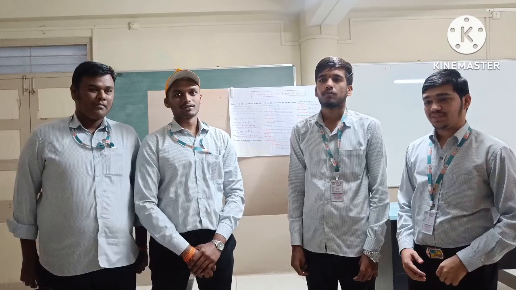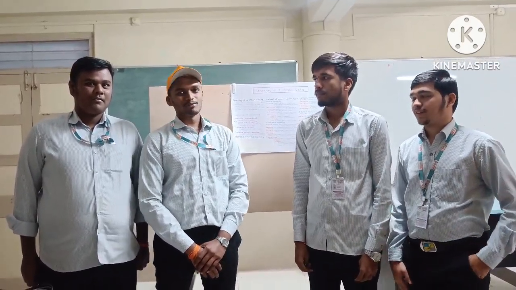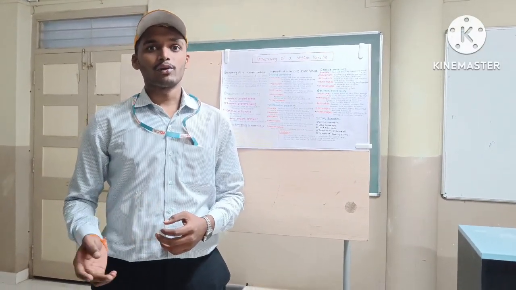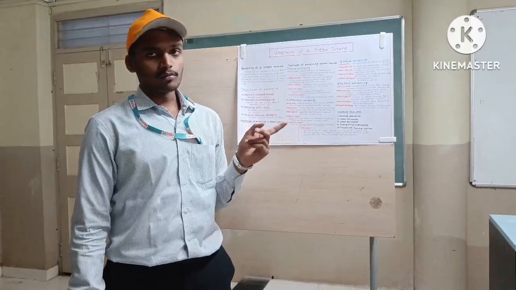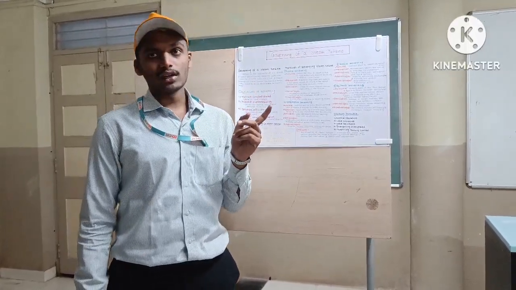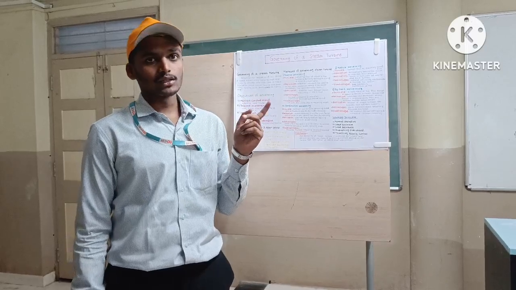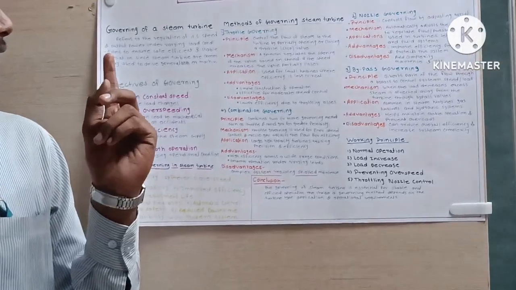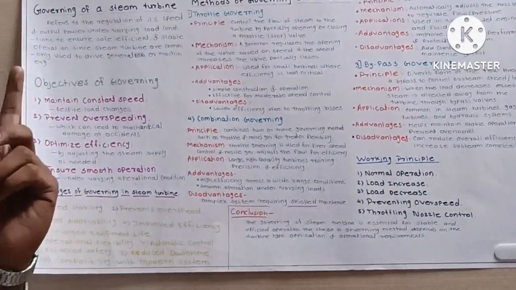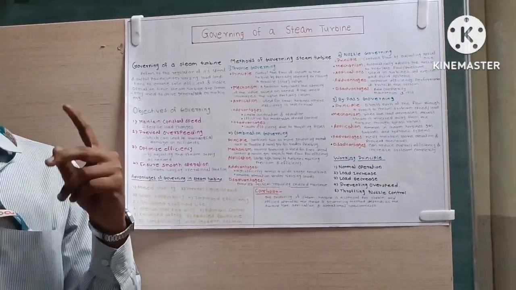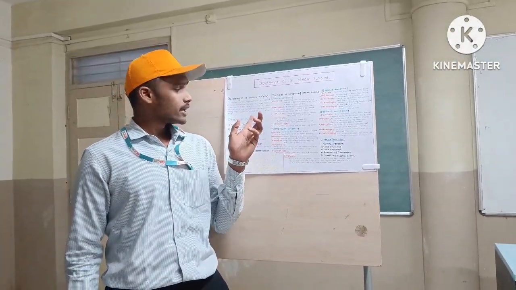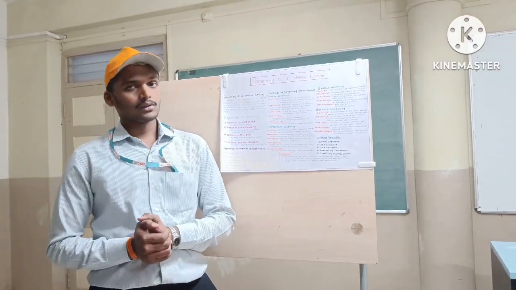Here we are gathered to explain the governing of steam turbine. Friends, before knowing about the governing of steam turbine, first we have to know about governing. Governing of steam turbines is mainly used in the generation of machines and generators. It refers to the regulation of its speed, output and power under varying load and conditions for safe and stable operation.